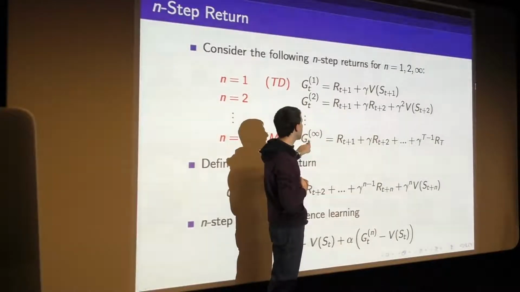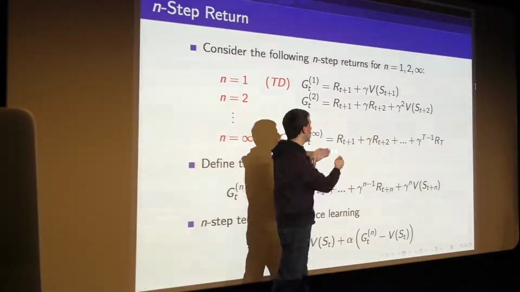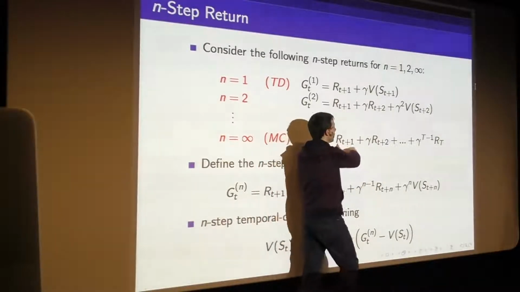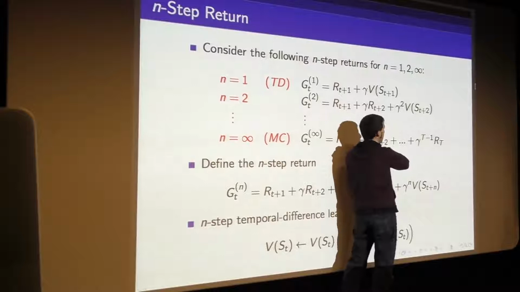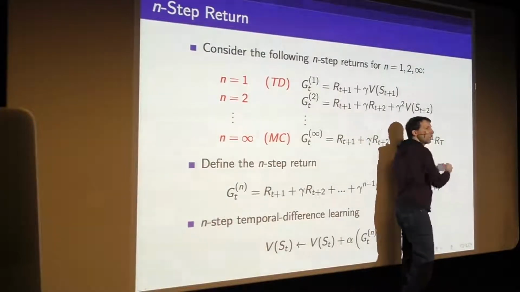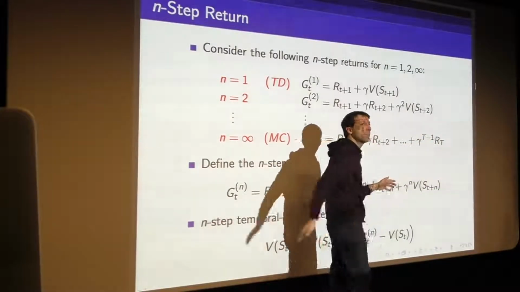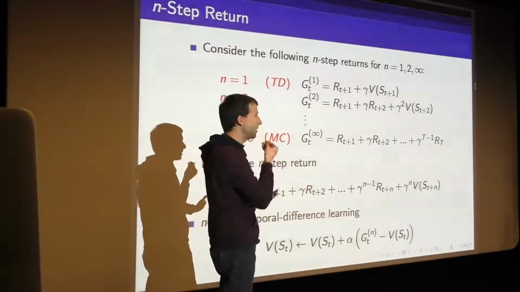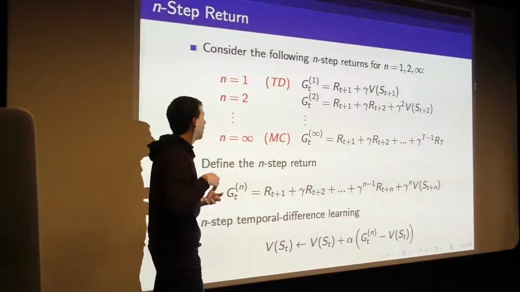The reason we get to Monte Carlo is because for G infinity, we use all the steps of the real environment. We look at our real reward plus our discounted real reward at the next step, all the way until the end of the episode. We're just looking at the real rewards of what actually happened in that trajectory, and that's exactly what Monte Carlo does. It looks at these real quantities and it uses those as our targets.